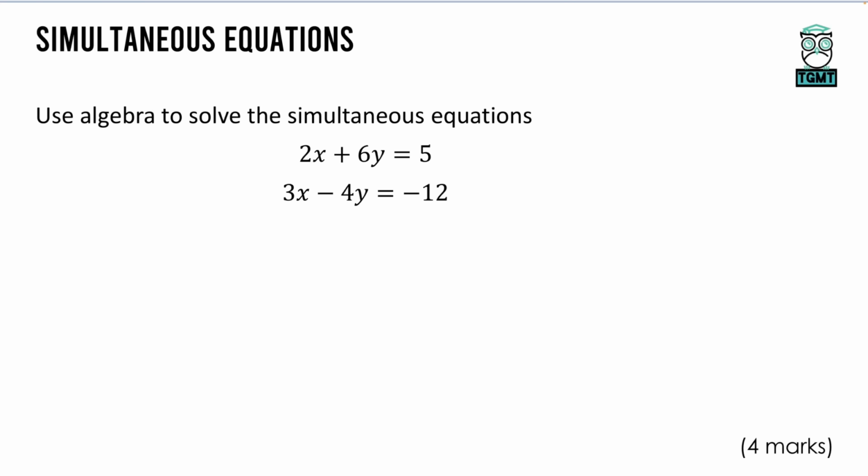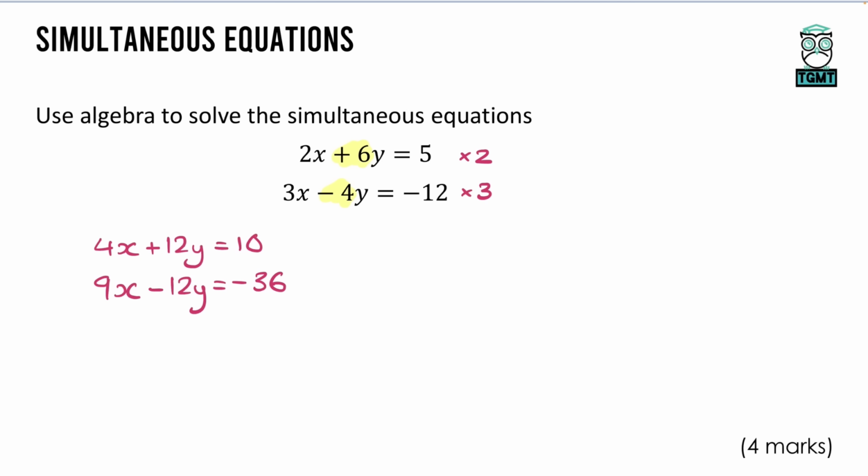Okay, so for a simultaneous equation, there are lots of different ways that you can approach this. The way that I approach it is I make the coefficients of y the same number. Not necessarily the same symbol, but just the same number. So here I'm going to look for the lowest common multiple of 6 and 4. So for me that would be 12, so let's times by 2 and times by 3. We'll then have a plus 12 and a minus 12. So timesing the top by 2, we get 4x plus 12y is equal to 10. For the bottom one, we get 9x minus 12y is equal to negative 36.